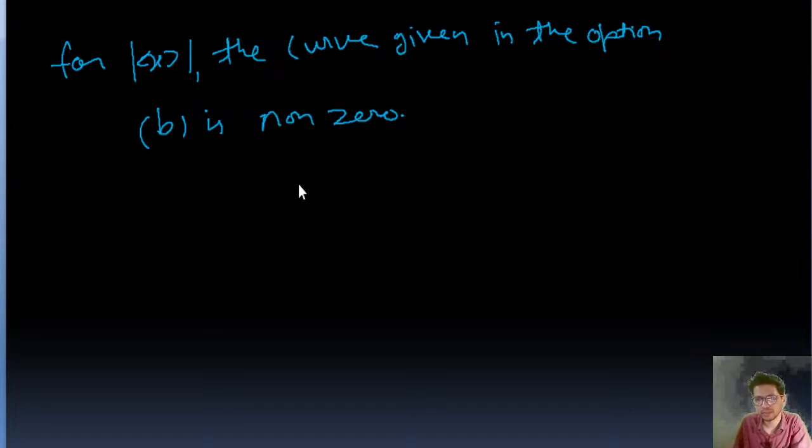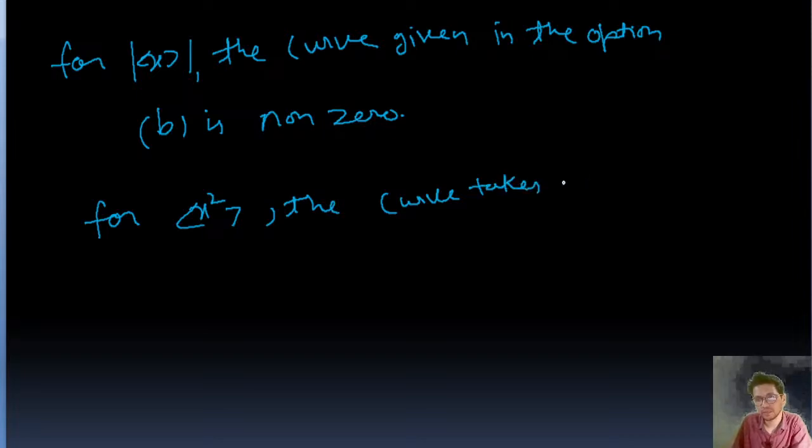Next, for the expression x square, the curve takes maximum and minimum values at x equal to plus minus 1, right? So option C will be correct. The curve takes maximum and minimum value at x equal to plus minus 1.